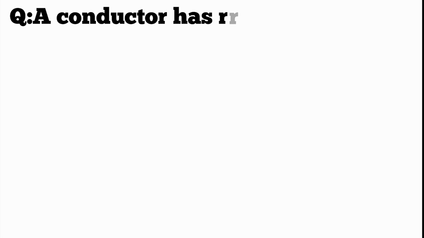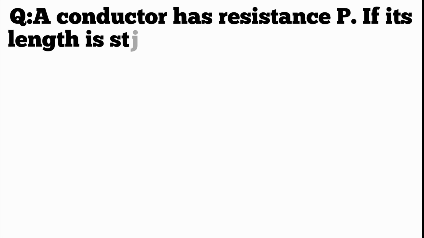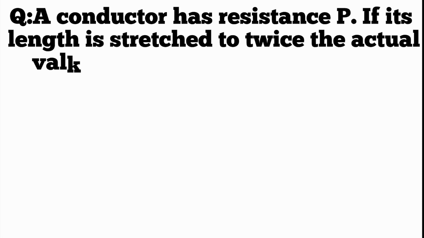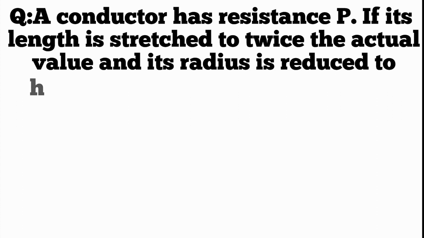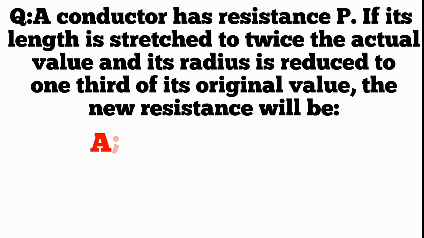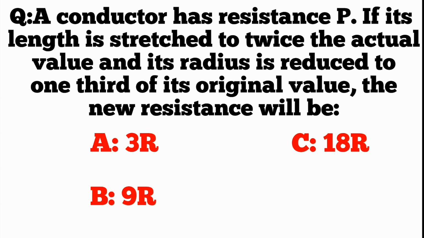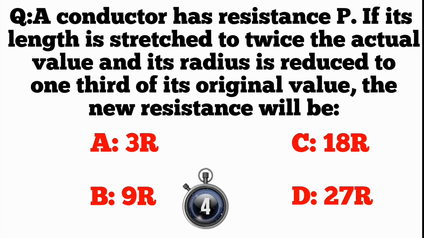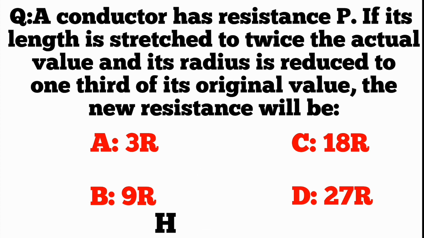Q. A conductor has resistance R. If its length is stretched to twice the actual value and its radius is reduced to 1/3 of its original value, the new resistance will be A. 3R, B. 9R, C. 18R, D. 27R. Ans. 18R.